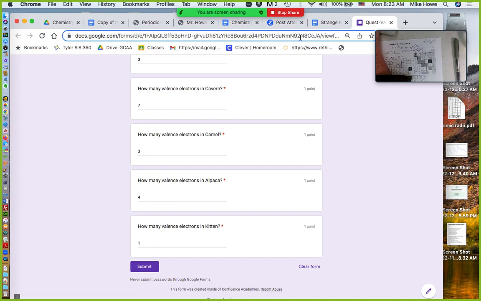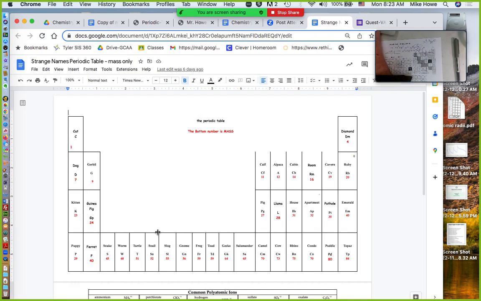Then we have alpaca and kitten. So alpaca, right here. So 1, 2. All these have 2, 3, 4. 4 for alpaca. And then kitten 1. It's in the first column.